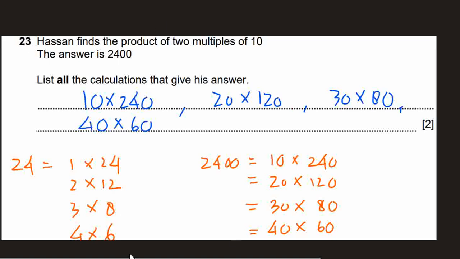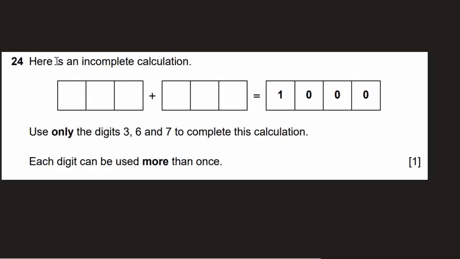Here's the answers and explanation. Question 24 is an incomplete calculation. Use only the digits 3, 6, and 7 to complete this calculation. Each digit can be used more than once.